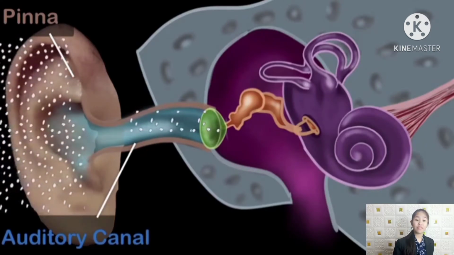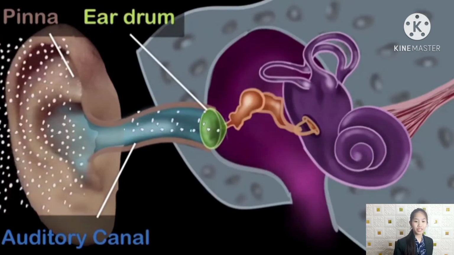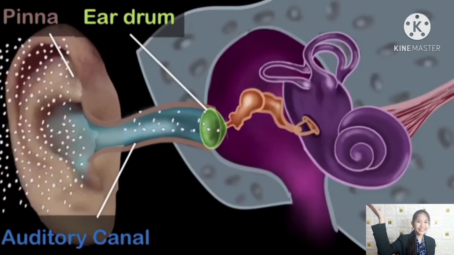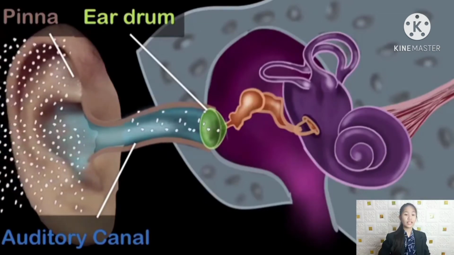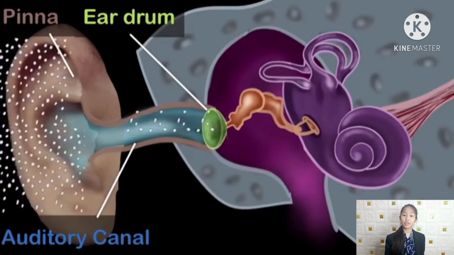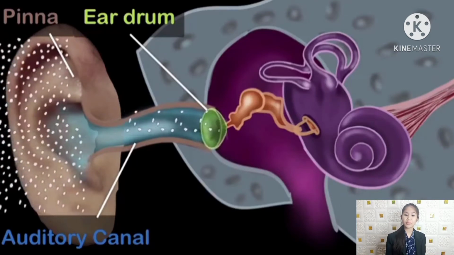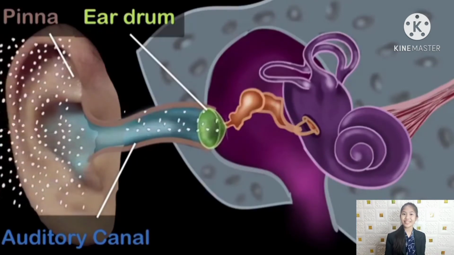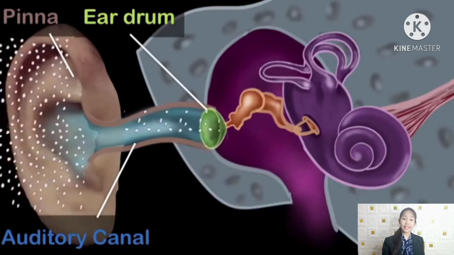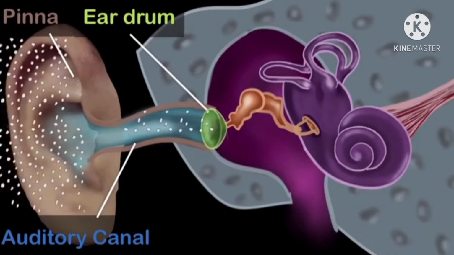The sound waves pass through the auditory canal and eventually meet with the eardrum, which is shown in green over here. The eardrum is a transparent membrane, which is super sensitive to vibrations of the air. So as the air vibrates, even the eardrums start vibrating, just like the skin of a drum. And as you can see, the eardrum separates the outer ear from the middle ear.